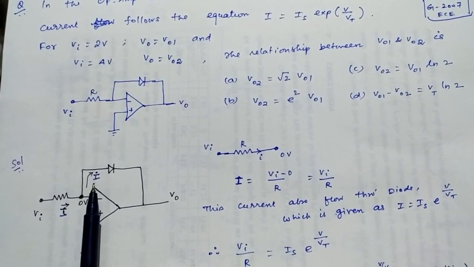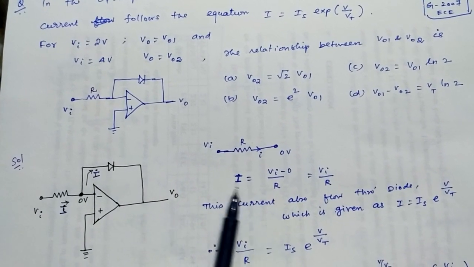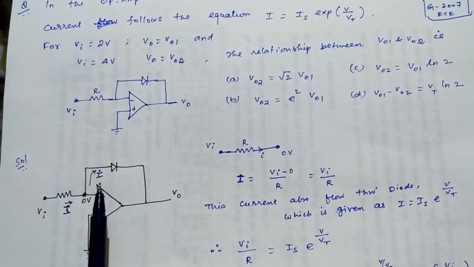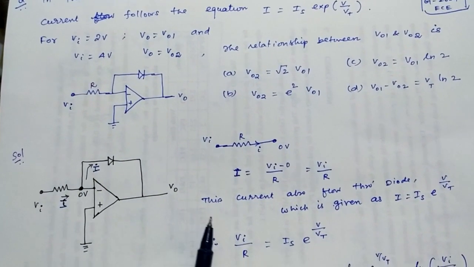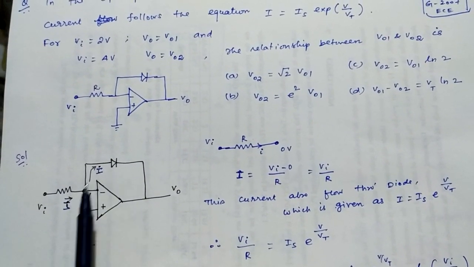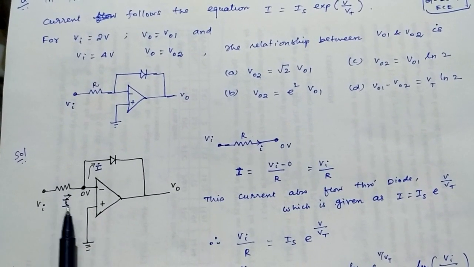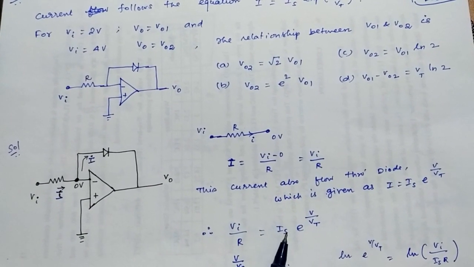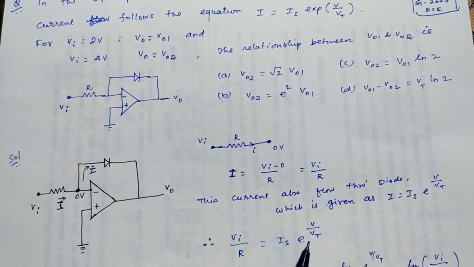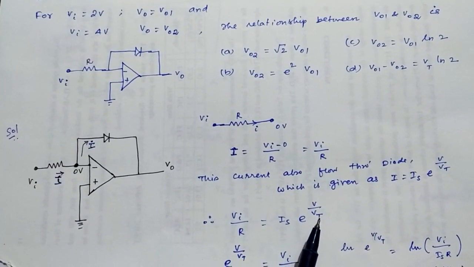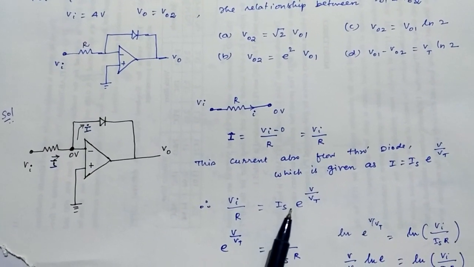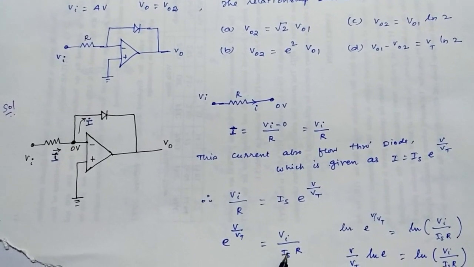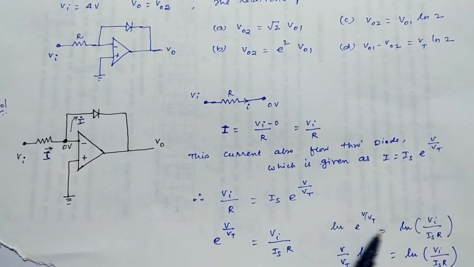This current also flows through this diode, but in the given problem the diode current is Is e power V by Vt. Both the currents are the same. That means this current and the diode current are the same. So the current we calculated as Vi by R is nothing but the diode current, Is e power V divided by Vt. Just simplify this: bring Is to the left side, then take the natural log on both sides of the e power V by Vt term.